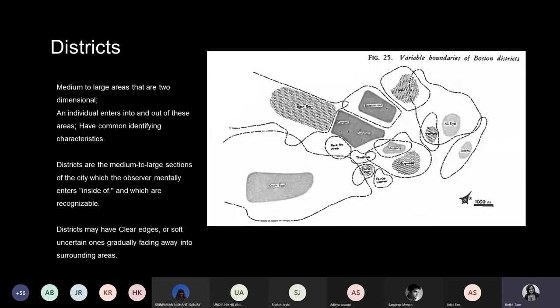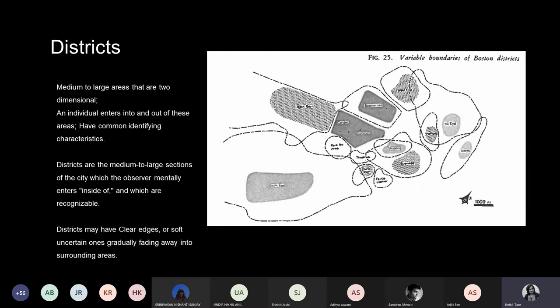When we're talking about districts, we are talking about large areas that are two-dimensional, but here again, when they were studying Boston, they got very varied boundaries of places. So again, coming back to the boundaries, as I said, all these elements are interlinked with each other, and you'll find a lot of overlaps in terms of understanding of edges, paths, nodes, and districts. If you can see, the districts are also a way of demarcating boundaries.